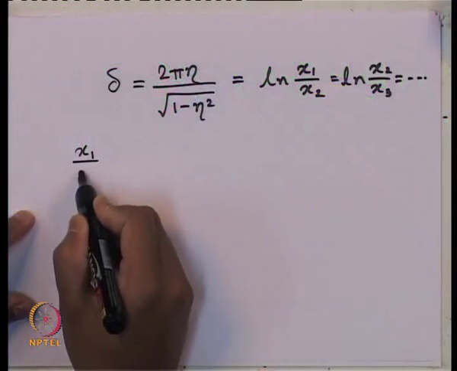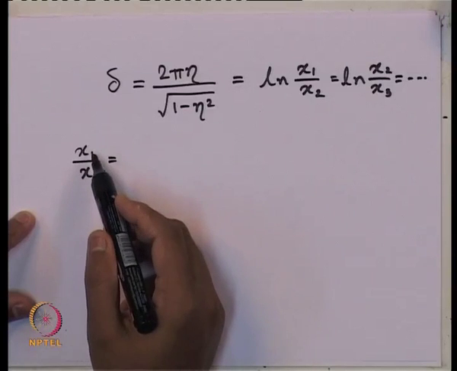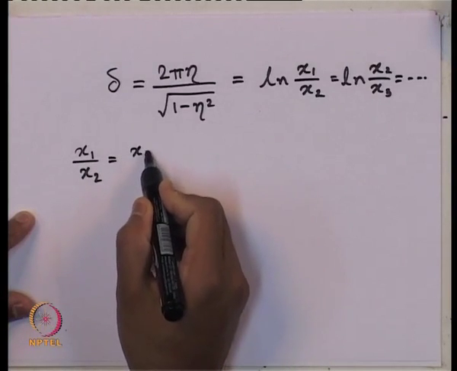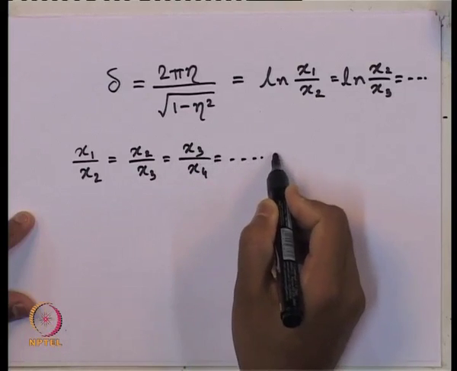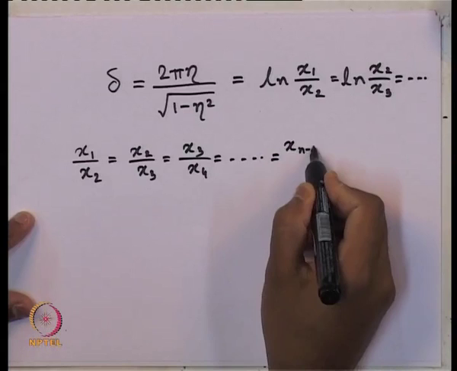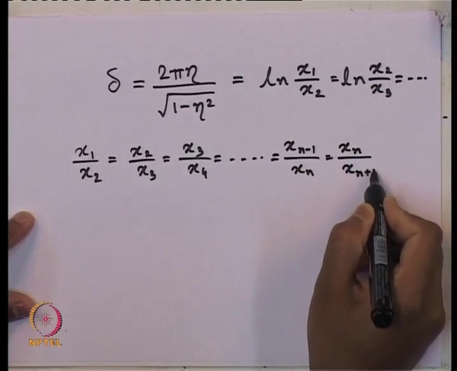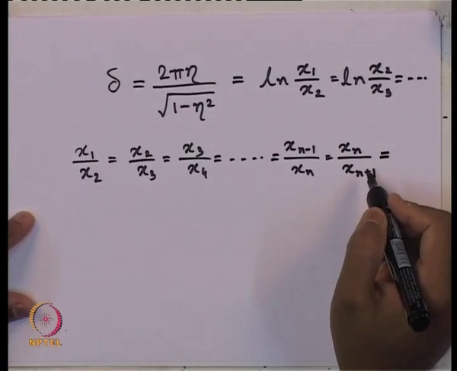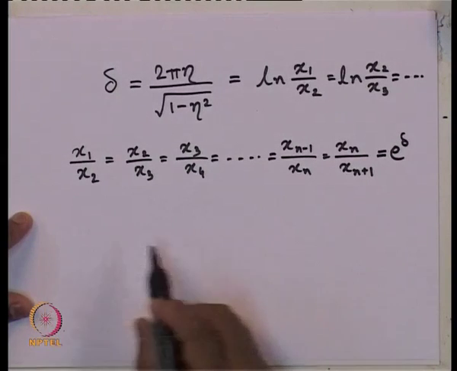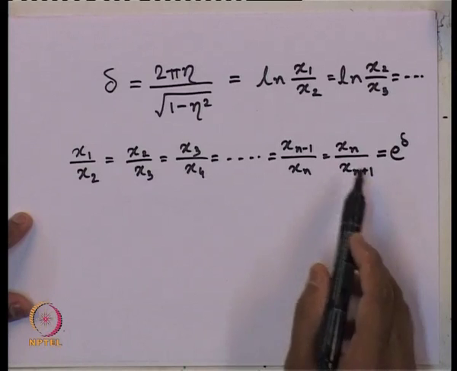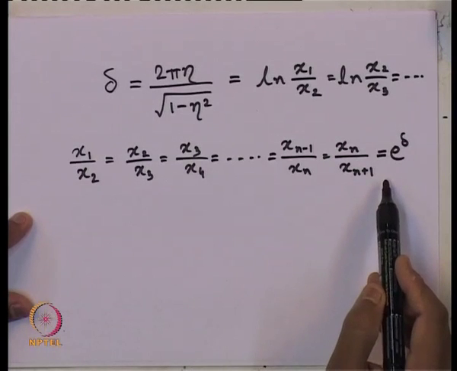So, now we have written the ratio like this. We are measuring the successive displacements or amplitudes: x 1 by x 2, x 2 by x 3, x 3 by x 4. In that way, we can write x n minus 1 by x n, x n by x n plus 1, which can be written as equal to how much? E to the power delta. So, all these ratios, from the definition of the logarithmic decrement, are all equal to e to the power delta.